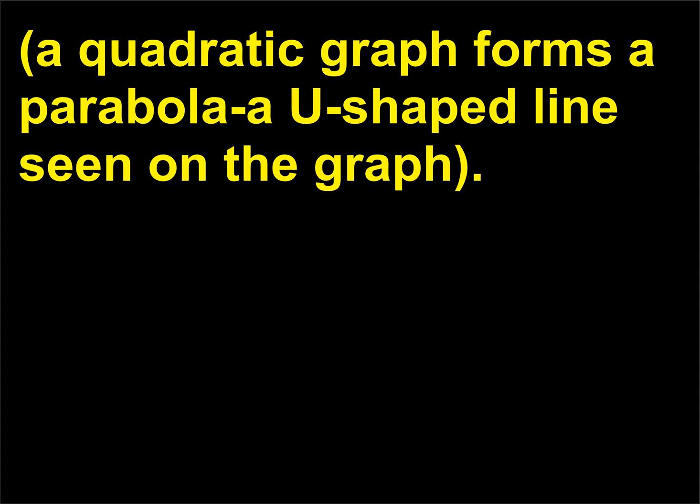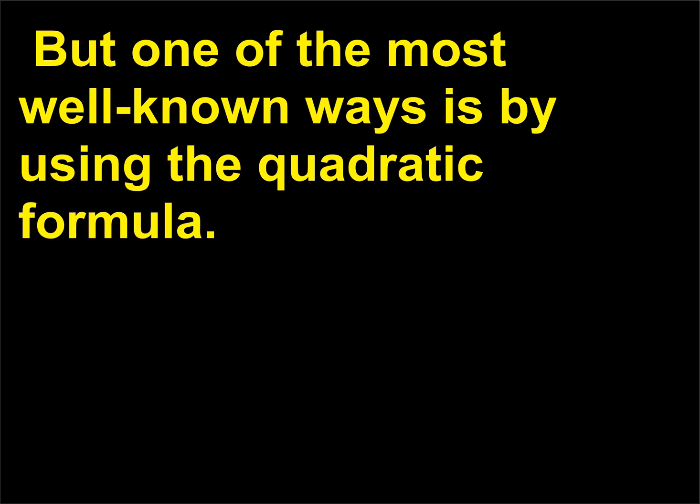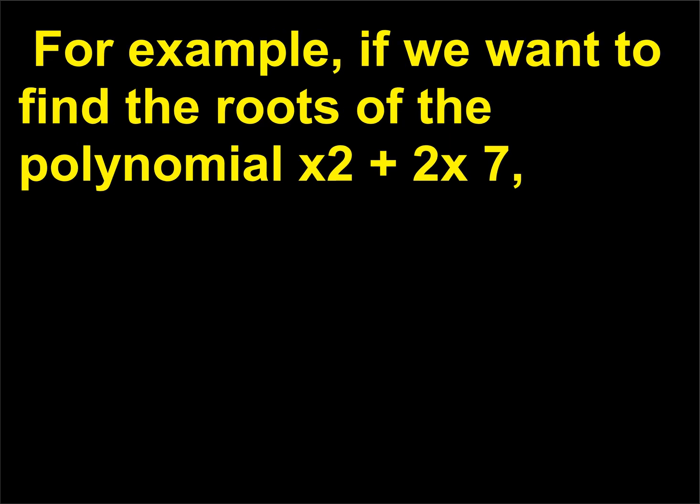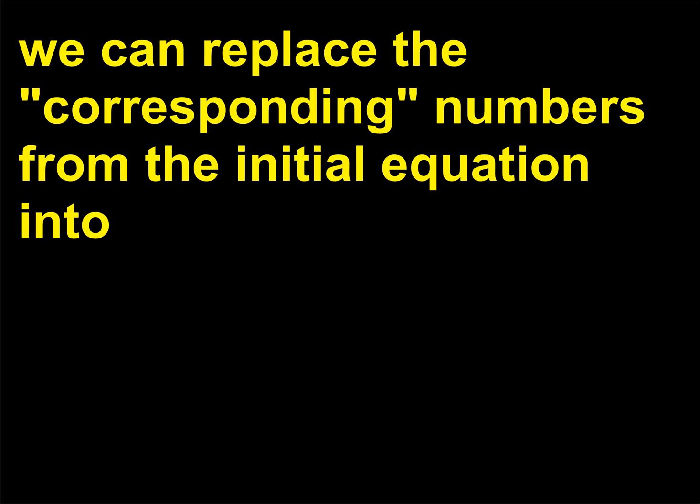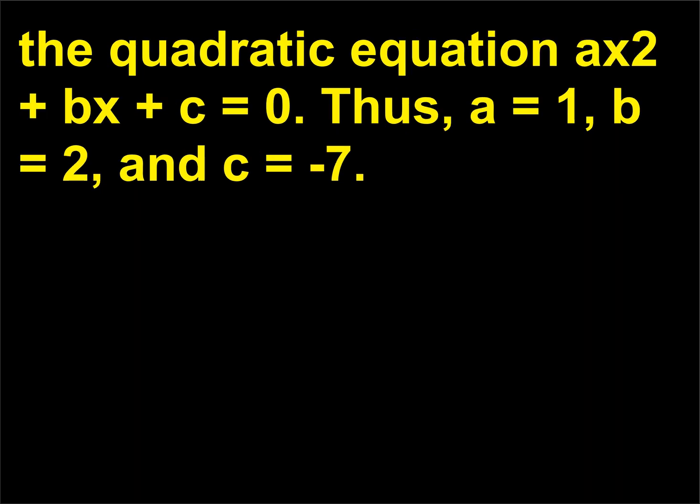A quadratic graph forms a parabola, a U-shaped line seen on the graph. But one of the most well-known ways is by using the quadratic formula. For example, if we want to find the roots of the polynomial x² + 2x - 7, we can replace the corresponding numbers from the initial equation into the quadratic equation ax² + bx + c = 0. Thus, a equals 1, b equals 2, and c equals -7.